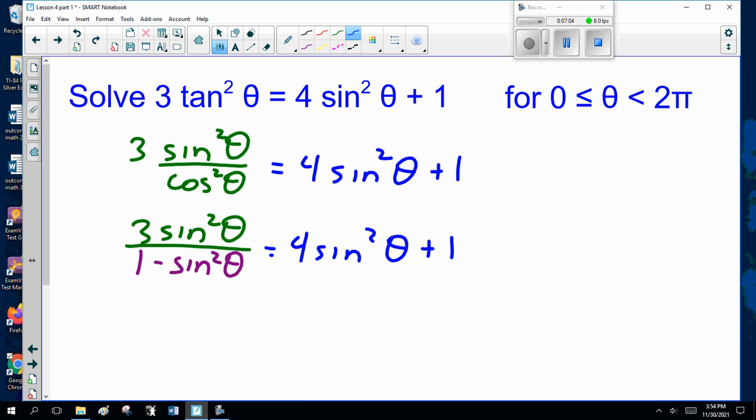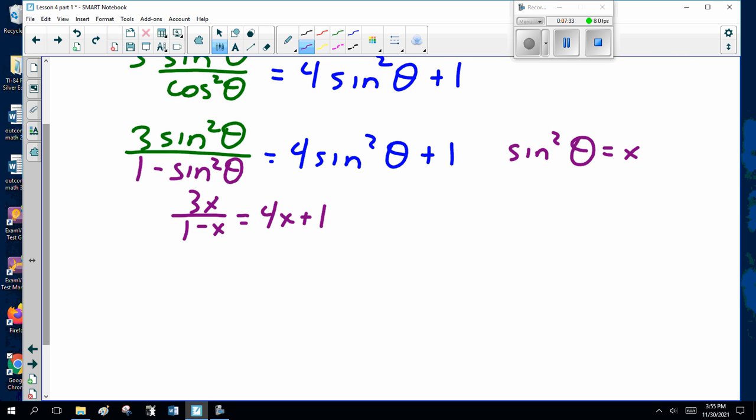Now, this is getting confusing for me. I'm going to make sine squared of theta equal to x, just because I want to simplify this mess. This becomes 3x over 1 minus x equals 4x plus 1. When I write it like this, it's not too bad.